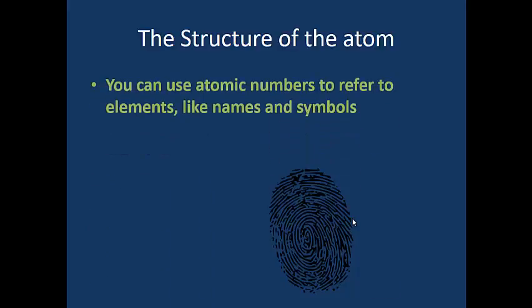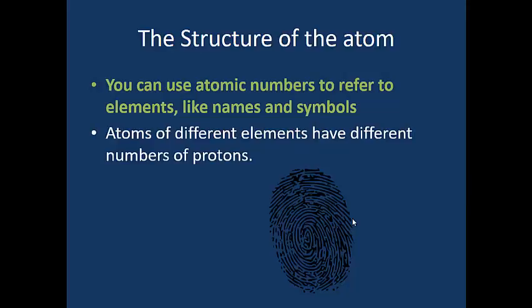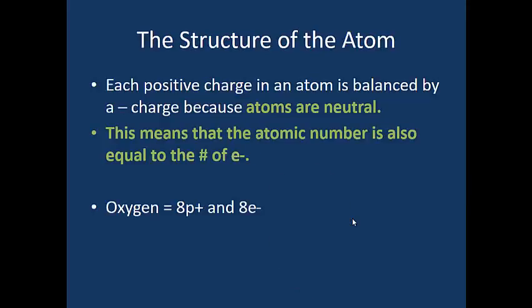So you can use atomic numbers to refer to elements like names and symbols, because we know that if it has 6 protons, it will be carbon. Atoms of different elements are going to have different numbers of protons, and that's how you can tell the difference between the two.